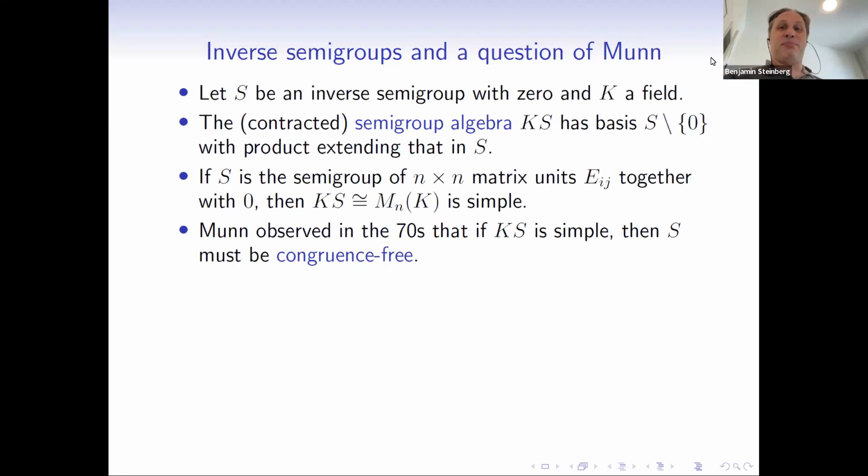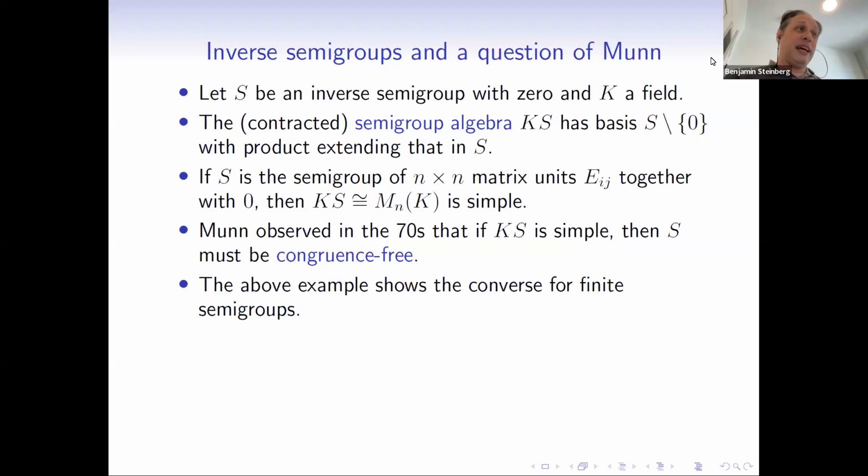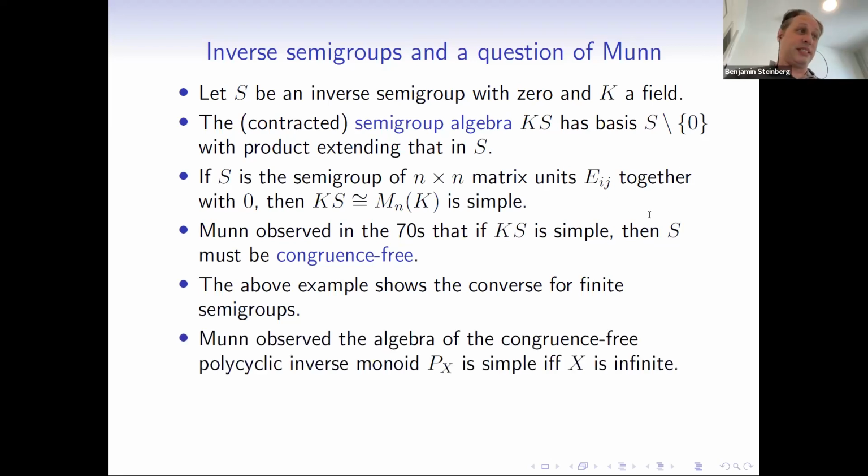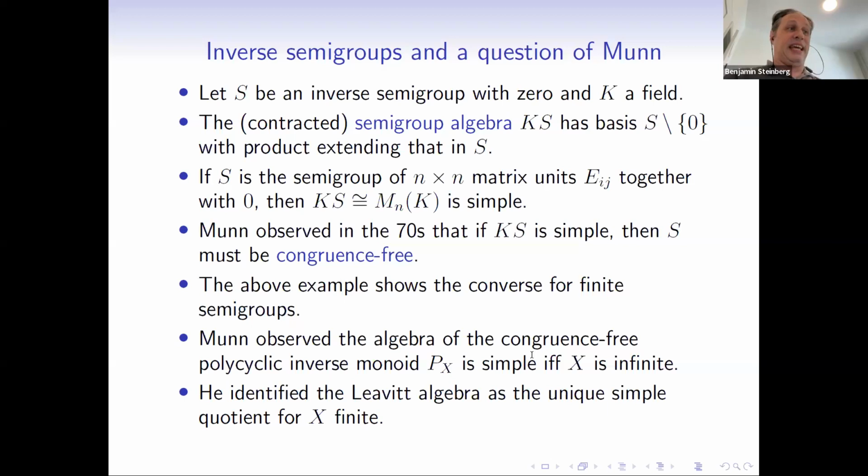You might want to call this simple, but because in semigroups you can talk about ideals, there's a difference between having no ideals and no congruences. So we use the term congruence-free. For instance, the finite congruence-free inverse semigroups are exactly these matrix unit inverse semigroups, and they have simple algebras. But Munn observed all the way back in the 70s that if you take the polycyclic inverse monoid, the inverse monoid generated by a bunch of orthogonal isometries X, these are the generators of the Cuntz algebra. This algebra is simple if and only if X is infinite. And he identified the Levitt algebra as the unique simple quotient when X is finite.